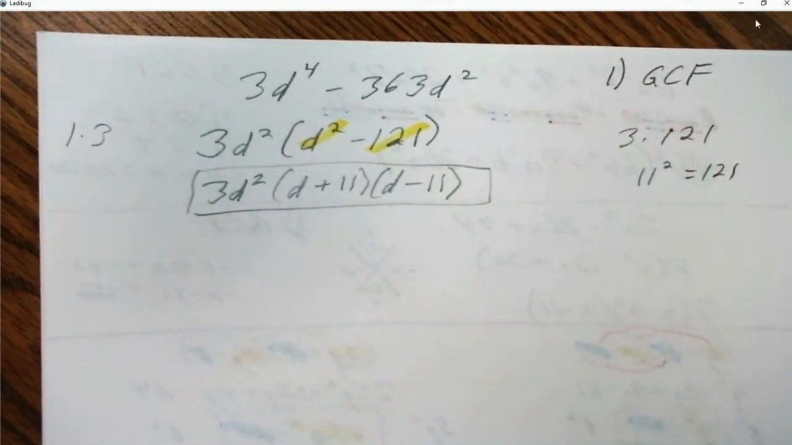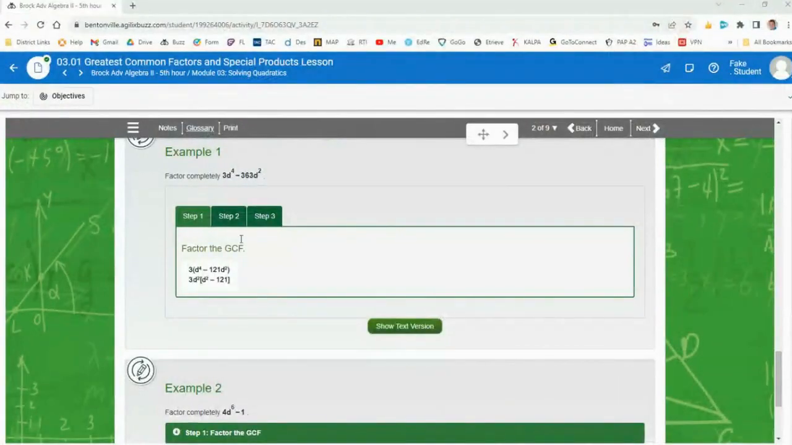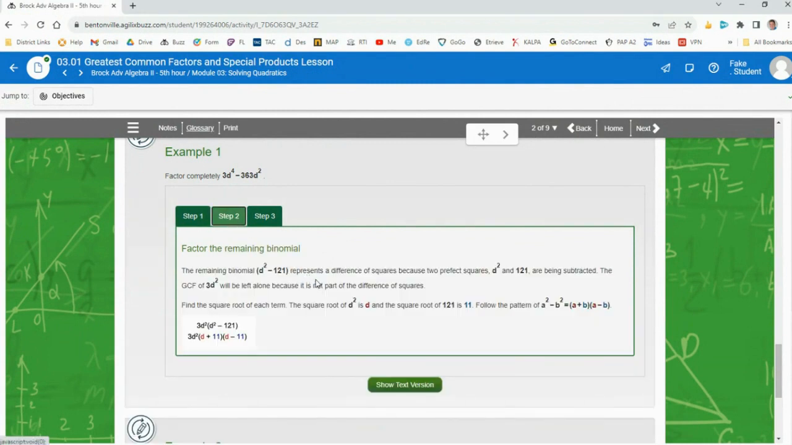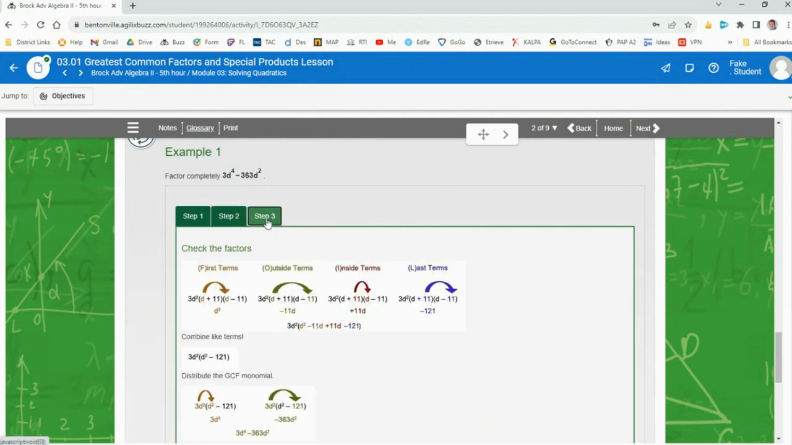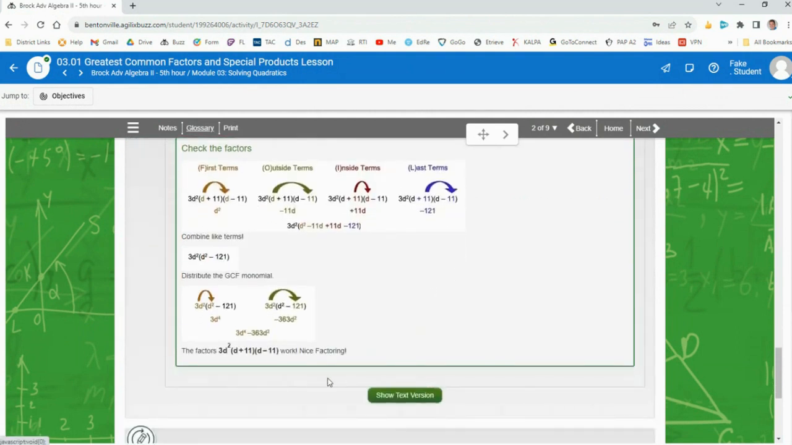Now the difference of squares. So they got step 1, they pulled out the 3 and the d squared, and that left step 2. That's a difference of squares. So they can factor to d plus 11, d minus 11. And then they checked it here by multiplying them back together. When they multiply them back together, you get back to the 3d to the 4th minus 363d squared.